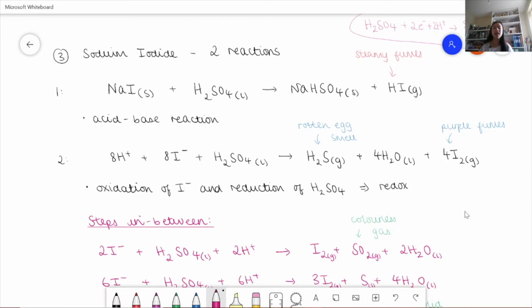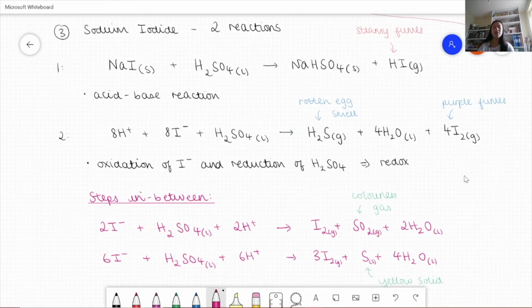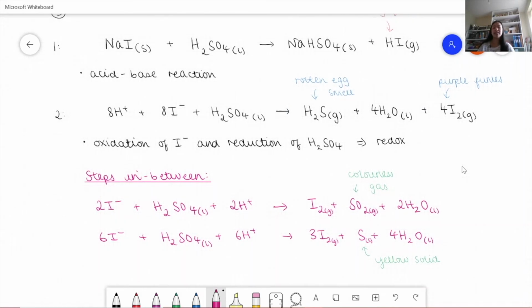Then because the iodide ion is so good at reducing, it reduces the sulphuric acid further. We're looking at the steps in between. We have two iodide ions reducing sulphuric acid, and first of all we obtain some iodine, sulfur dioxide, and water. Again, we get sulfur dioxide, which is a colourless gas, the same as what we got for sodium bromide.